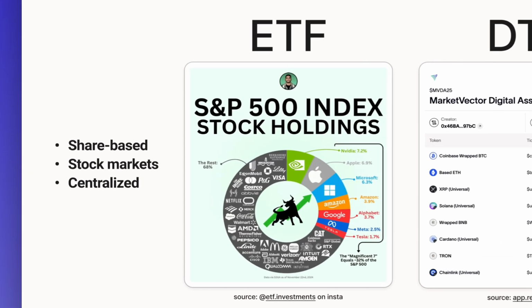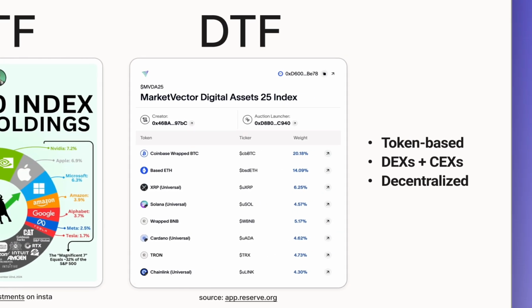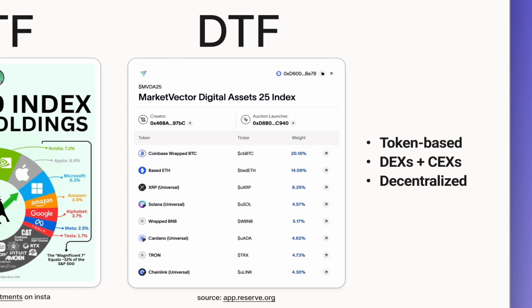An ETF is share-based, you buy it on the stock market, and it's centralized. It's managed by an investment company that issues the ETF and holds all the underlying assets for you. A DTF, on the other hand, is token-based. They natively trade on DEXs, and they're decentralized by nature, so the tokens that are held for you are held by a smart contract, and the governance of the basket is often decentralized as well.